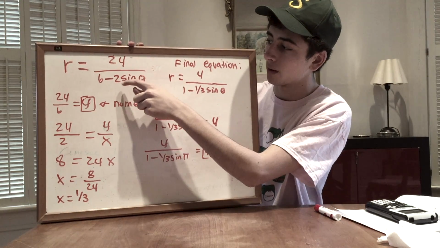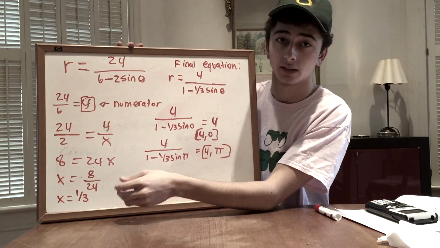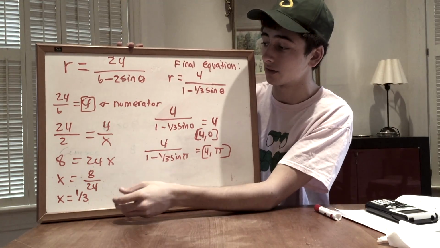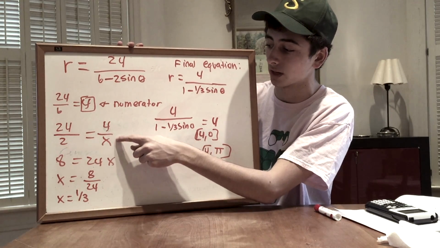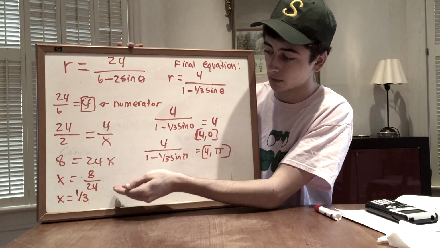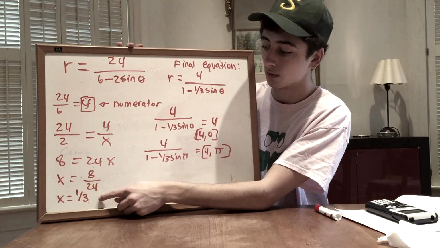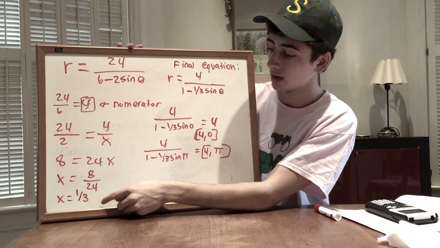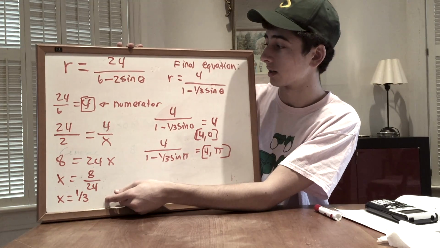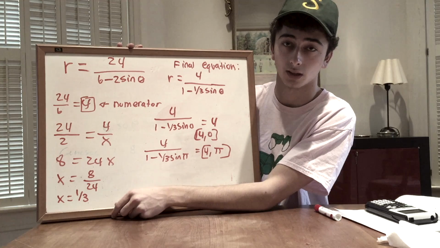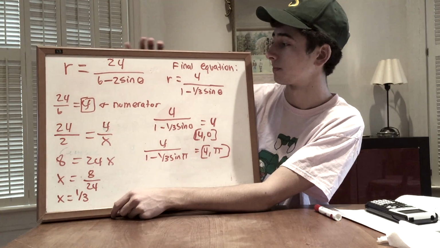Here we have 24 divided by 2. In order to find the coefficient of sine in the simplified equation, we must set 24 over 2 equal to 4 over x. Doing cross multiplication and simplifying the fraction, we see that x equals 1/3. The eccentricity is thus 1/3, creating an ellipse because E is less than 1 and greater than 0.